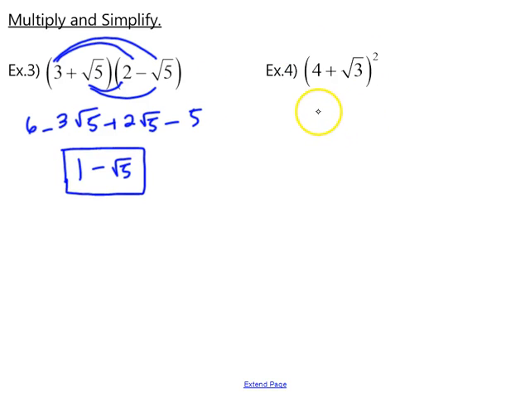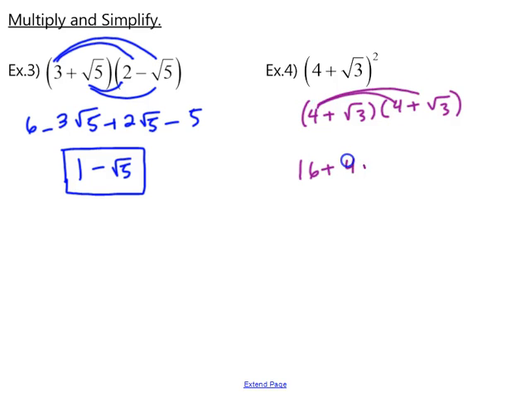Now in the second one, before we multiply, you need to remember what this notation is. We're not distributing that exponent to each term inside. That actually means we're taking 4 plus root 3 times 4 plus root 3. So again, we want to FOIL. So 4 times 4 is going to give us 16. 4 times root 3 gives us a positive 4 root 3. And then 4 times root 3 gives us a positive 4 root 3. And then positive root 3 times positive root 3 gives us a positive 3.